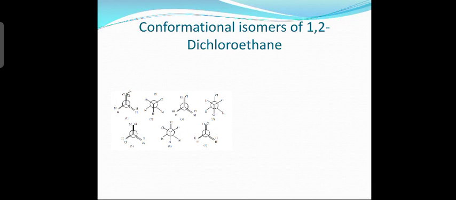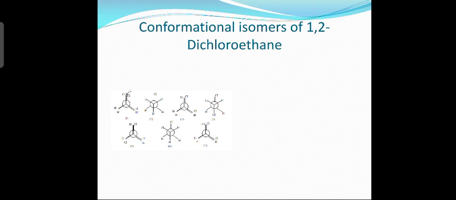Good morning, students. Today let us study the conformational isomers of 1,2-dichloroethane. Now, what is the formula of 1,2-dichloroethane? Ethane molecule is C2H6 or CH3CH3, correct?